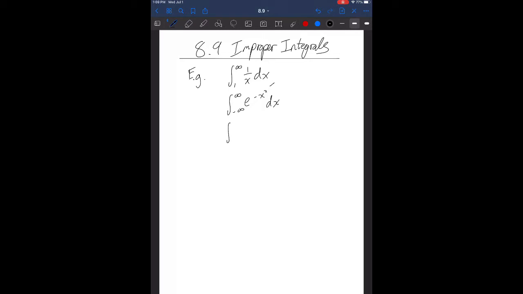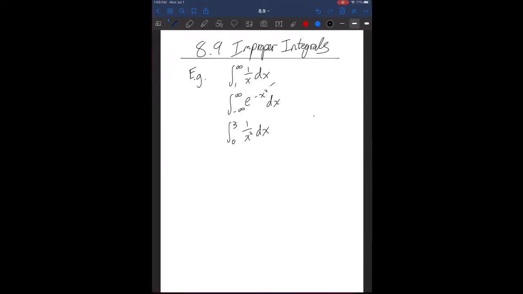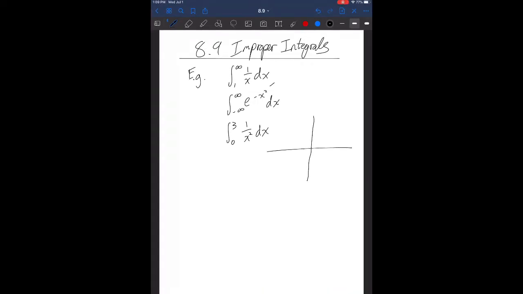So for example, if we have the integral from 0 to 3 of 1 over x squared dx, right at this bound of 0, I have a 1 over 0 squared, which is going to look like an infinity, right? The graph of 1 over x squared looks like this. And so we can see as we get closer and closer to 0, we are going upwards to infinity. So this is also going to be an improper integral.